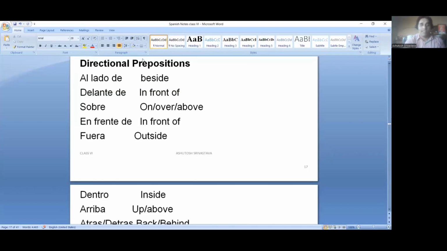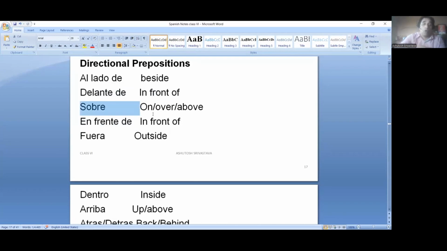Today let us learn the directional prepositions. Here we go. Beside, al lado de. In front of, en frente de or delante de. I'm standing in a row waiting for my turn and someone is standing before me. So I will use delante de. But suppose I am facing that person and he is facing me. In that case, I will say en frente de. I hope it is clear.